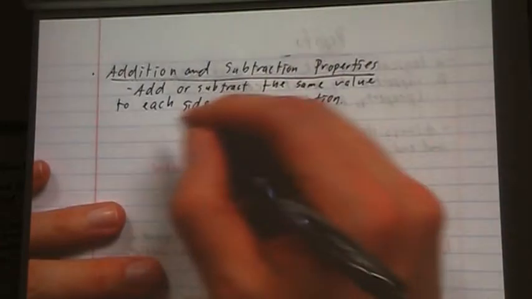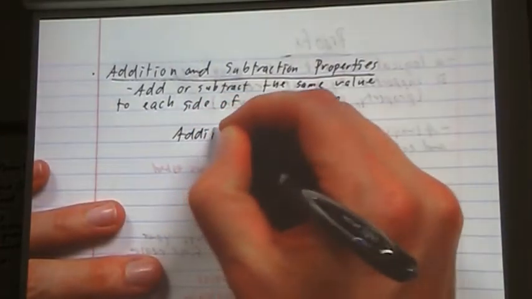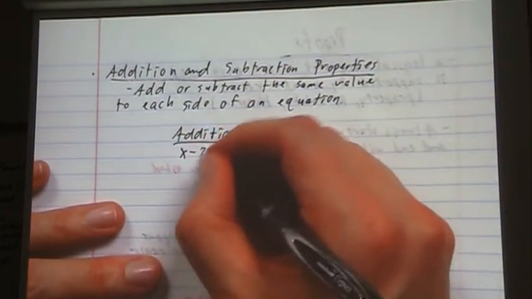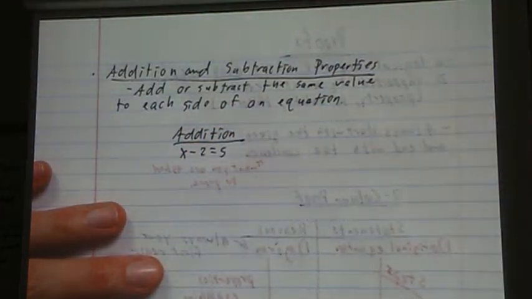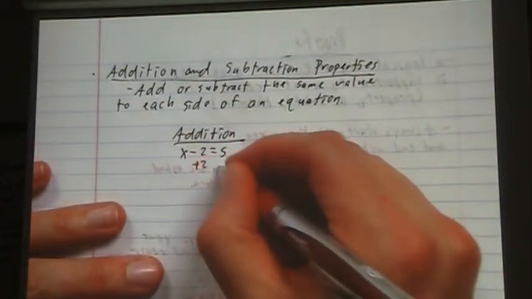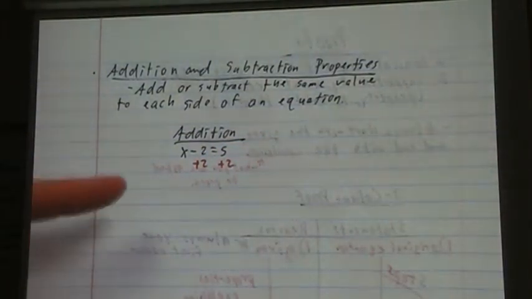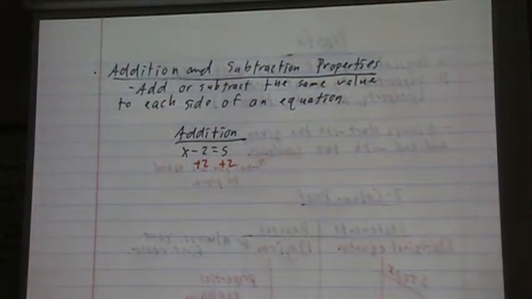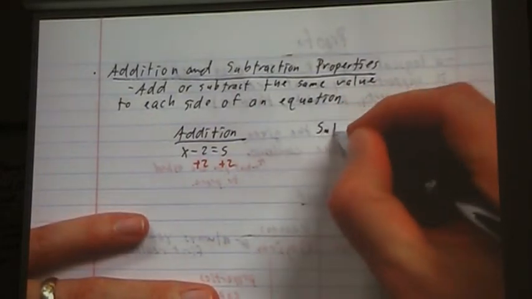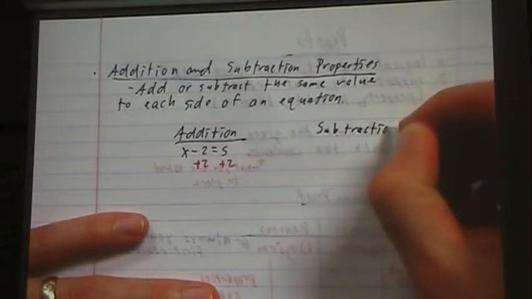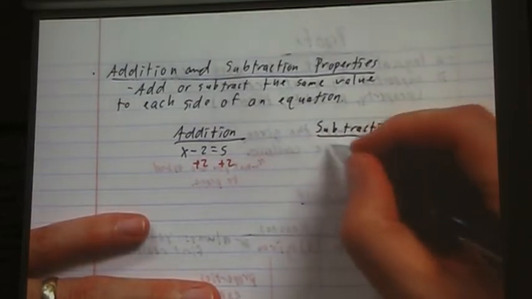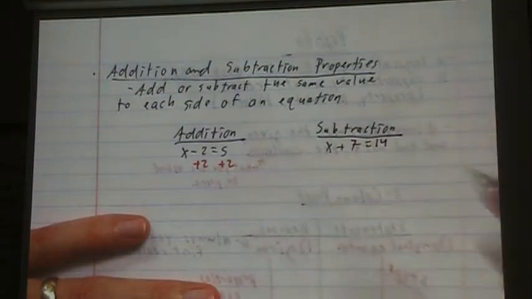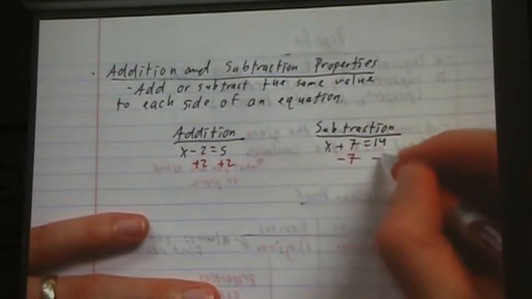And how that would look with addition. If you have something like x minus 2 equals 5, you might add 2 on both sides. Technically, that's the addition property. Why? Because you're adding 2 to both sides of this equation. Subtraction would be similar, but instead of adding, you'd just be subtracting. So minus 7 both sides.